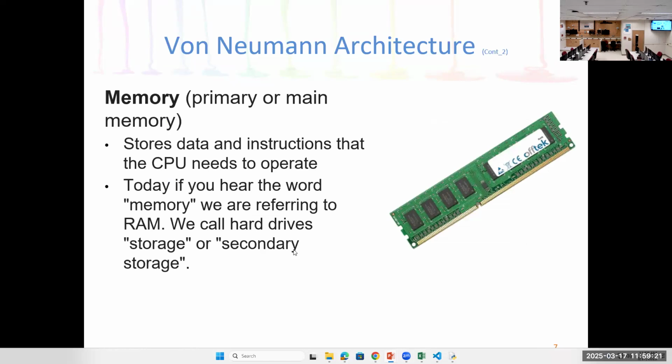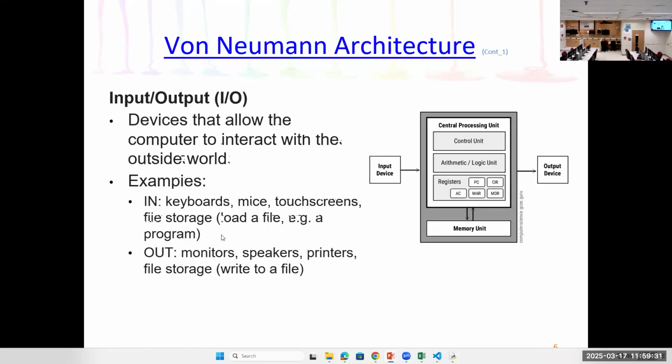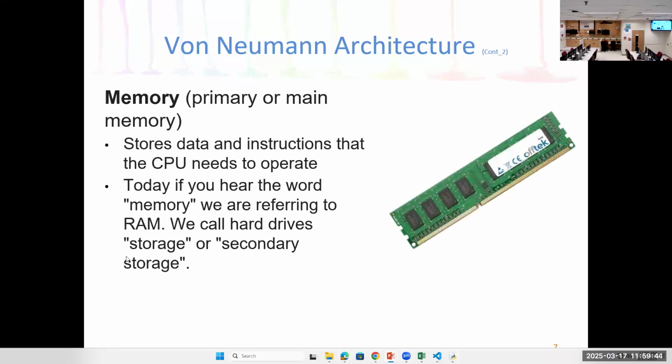The random access memory. Memory is the primary or main memory here. It stores data and instructions that the CPU needs to operate. So whatever data you give, you need to interact from the CPU to memory. You take out the instruction here, right? You want to add them together or multiply them together, you give the instruction with the memory here, right? It stores the data and instructions that you need to operate.